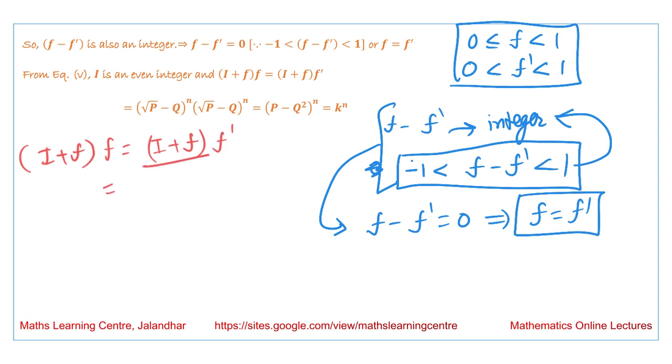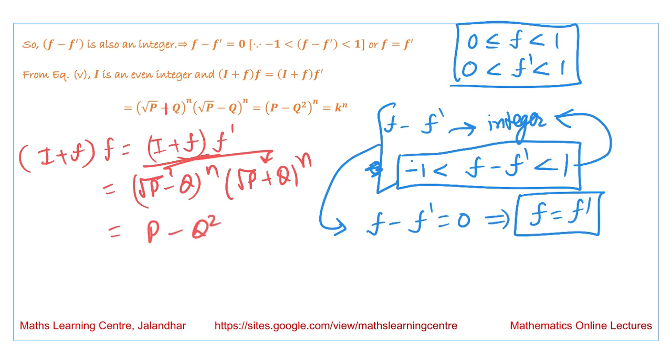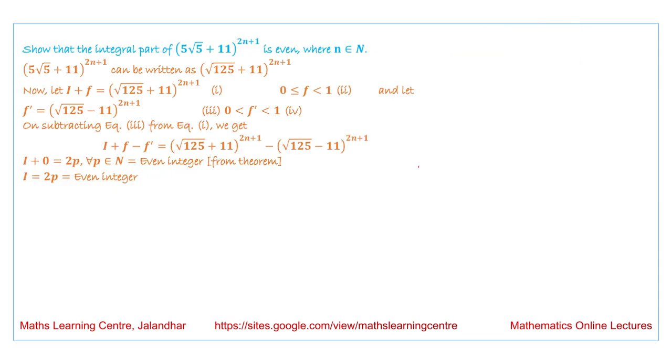I plus f is square root of p minus q raised to the power n, and f dash is square root of p plus q raised to the power n. This is the value of this term, and this is the value of this term. We have a plus sign over here. So we are getting p minus q square raised to the power n, and we are writing this is equal to k raised to the power n. So this is the general form of what we have seen in our previous problem. Now next we have: show that the integral part of this is even.